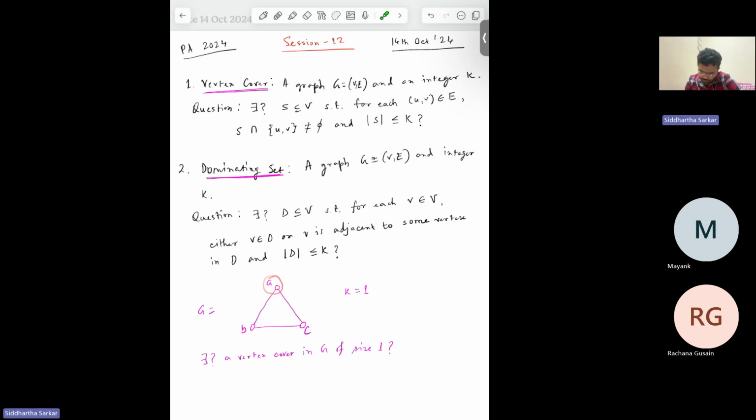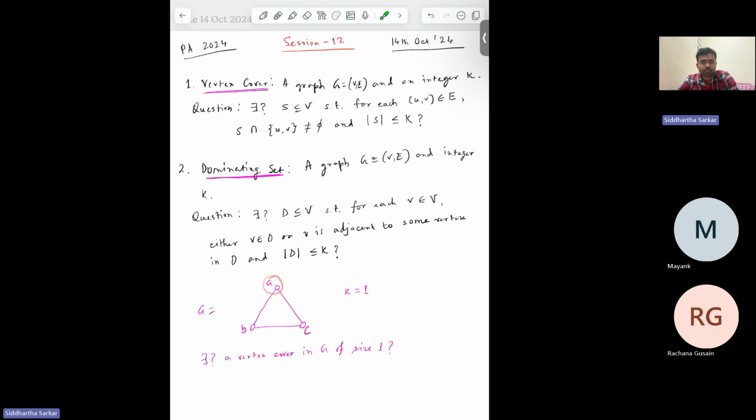But BC is not covered. Therefore, picking A is not sufficient to cover all the edges, so A alone cannot be a vertex cover. Similarly, the same argument will go through for picking B alone or picking C alone. Therefore, a vertex cover of size 1 in this graph is not possible. I think it is clear why a vertex cover of size 1 won't be possible in this case.